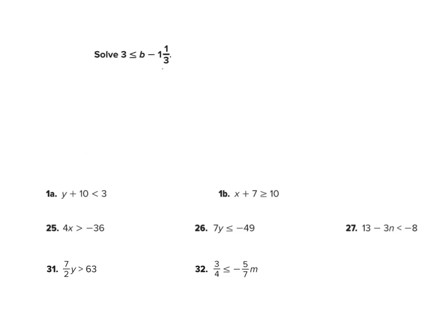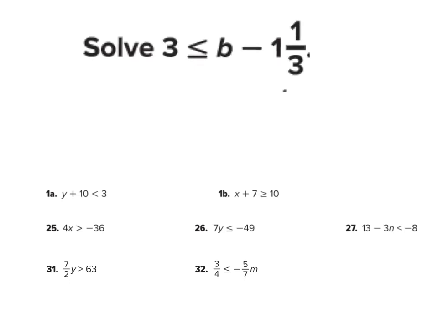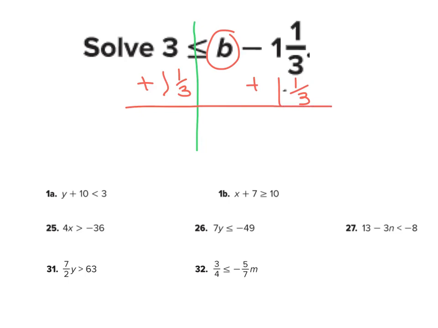Okay, let's try a few more. Solve 3 is less than or equal to b minus 1 1/3. I'm going to draw my line through my inequality sign and circle my variable. I'm going to add 1 1/3 to each side. The reason I add is because this is a subtraction or a negative, and the opposite of negative is positive, or addition. 3 plus 1 1/3 is 4 1/3, and I have that is less than or equal to b, and negative 1 1/3 plus 1 1/3 cancels out.